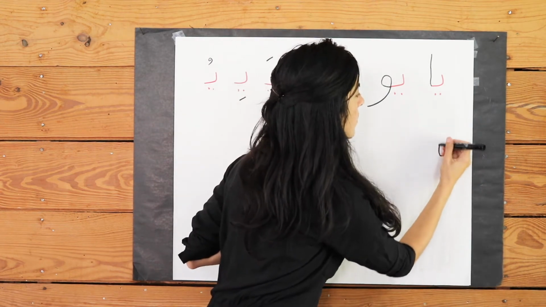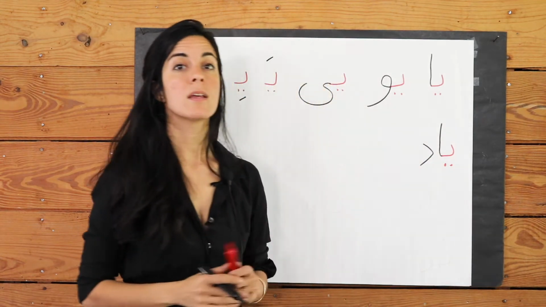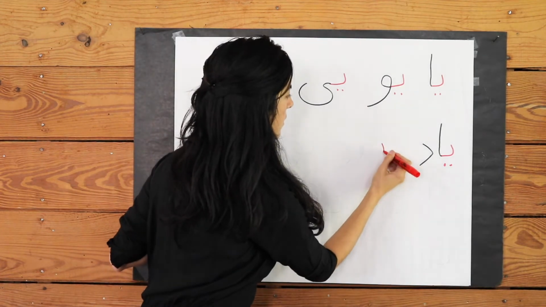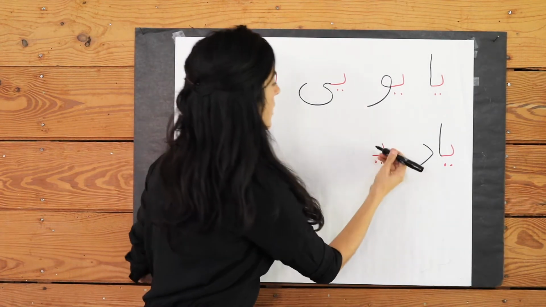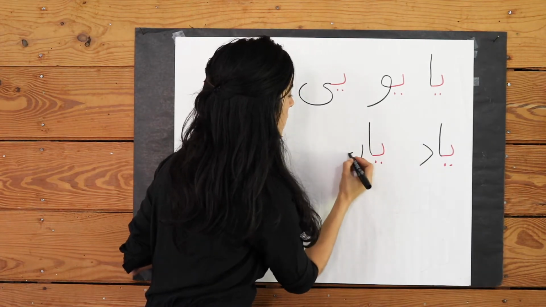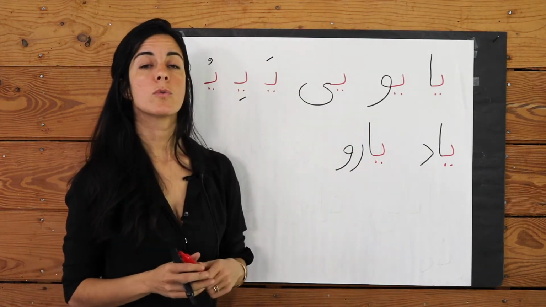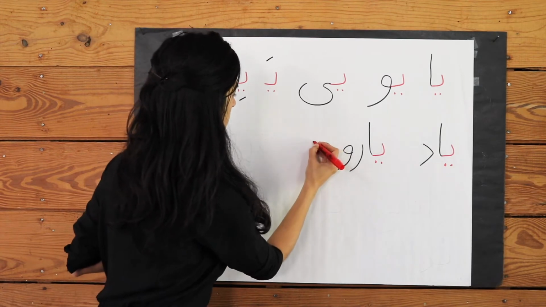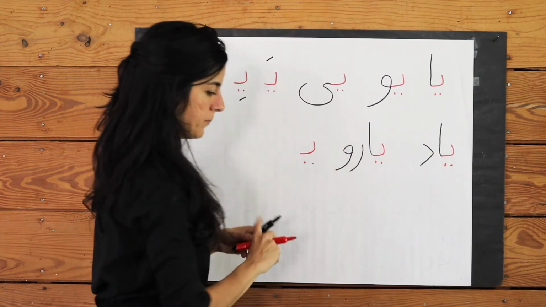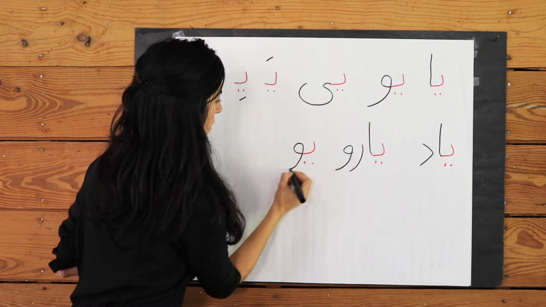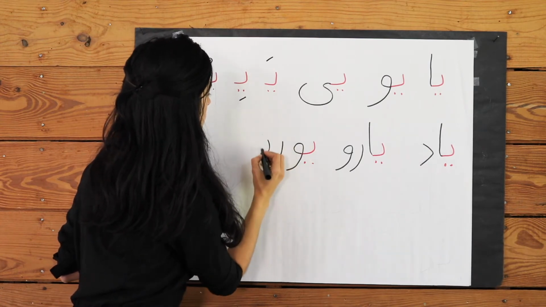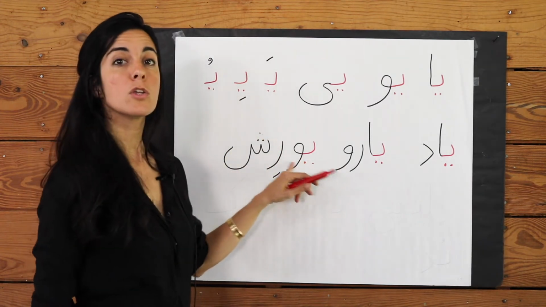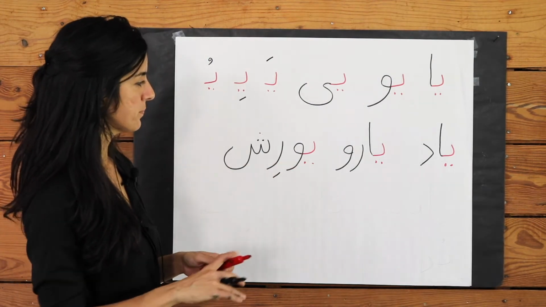Y with an A. Yad. Yad, remembering, yad. Let's try another word with it. Y and an A. Yaru, it means a guy. Yaru. Now let's combine it with our U sound. It becomes yuresh. Yuresh, an attack.